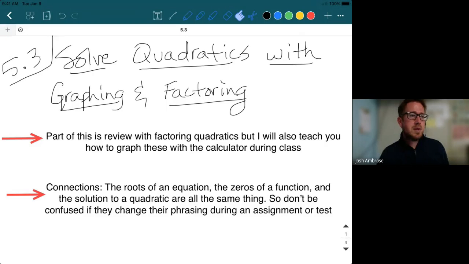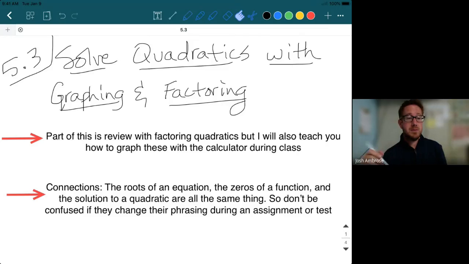Here we go, guys. We are now in section 3 of chapter 5. We are solving quadratics with graphing, which, by the way, I'm going to teach you how to do the graphing part in class using the calculator. To make sure everybody is on the same page and understands exactly the series of buttons you have to push and when to push them, it'd be a lot easier to do that face-to-face, so pay close attention in class. After you watch this video, that would be the next day. But the factoring part, we're going to do in this video.